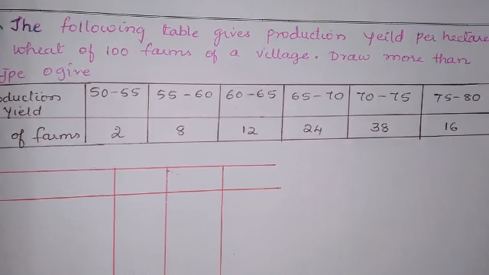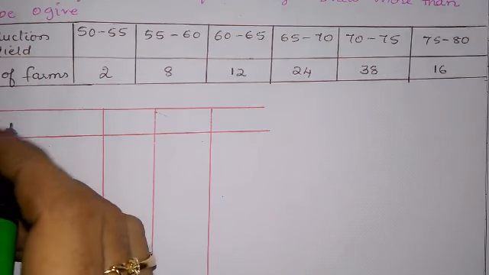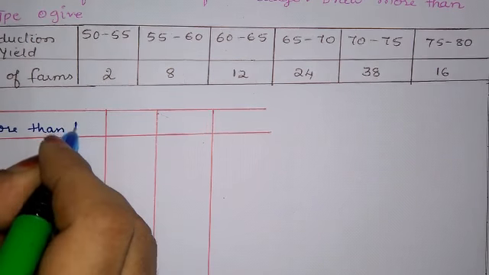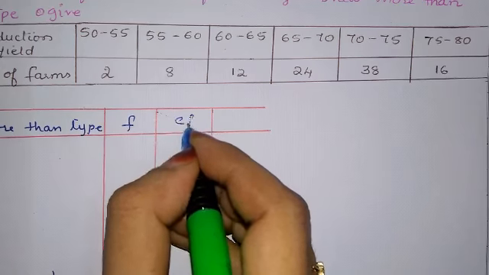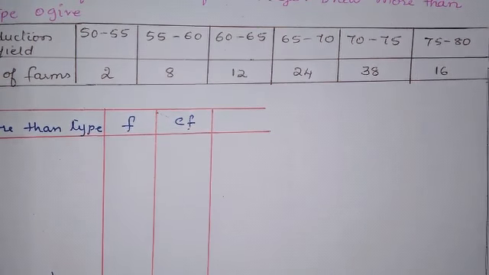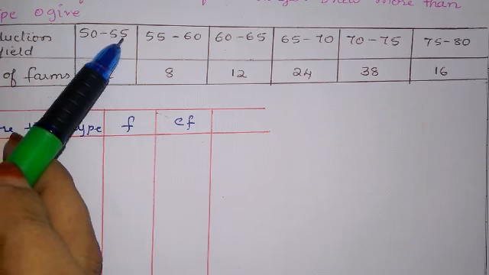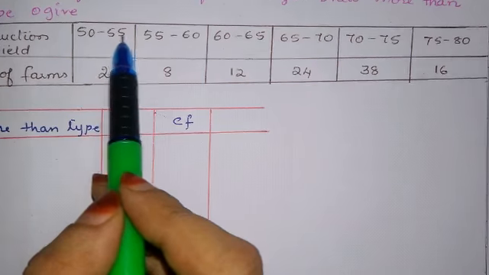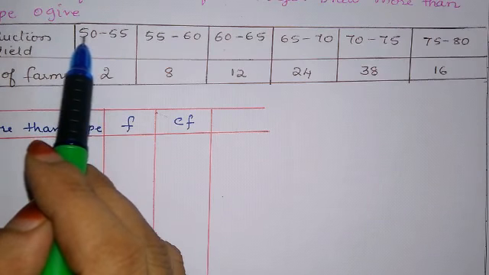So now for more than type OGIVE, what we have to do? We have to write first more than type, then the given frequency, then CF we have to write. In less than type OGIVE we have taken upper limits, all the times, this side limits. But for more than type we have to take lower limits.